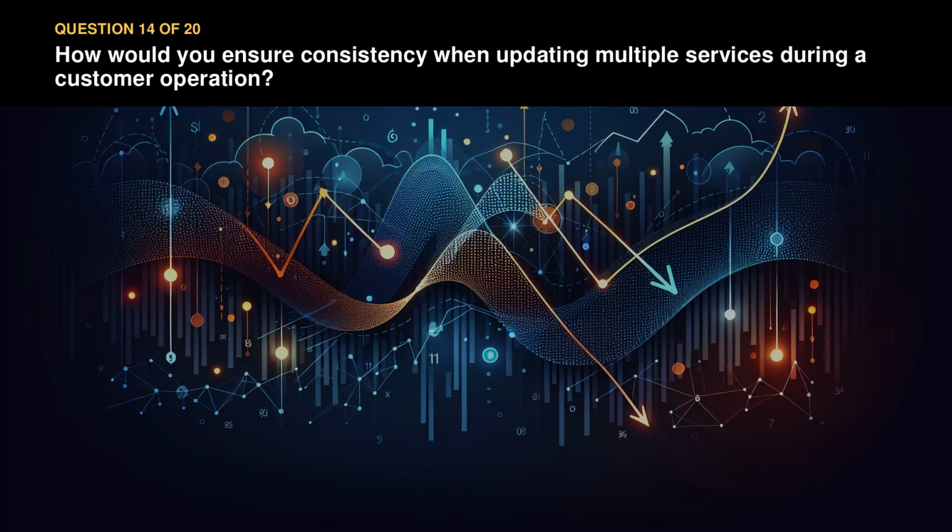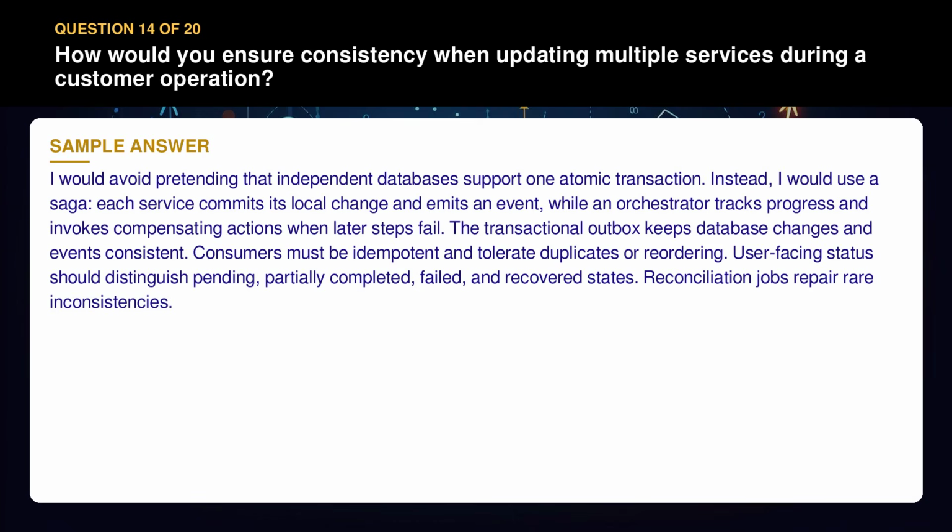Question 14. How would you ensure consistency when updating multiple services during a customer operation? I would avoid pretending that independent databases support one atomic transaction. Instead, I would use a saga. Each service commits its local change and emits an event, while an orchestrator tracks progress and invokes compensating actions when later steps fail.